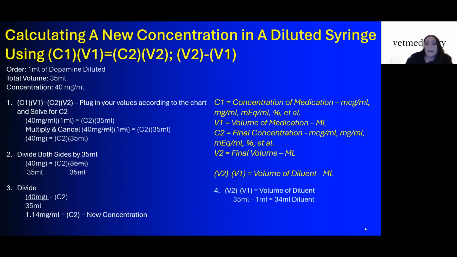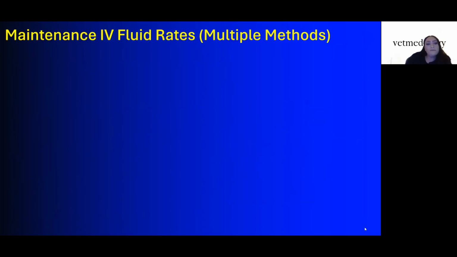So V2 minus V1 is going to give us the volume of diluent. So 35 mils minus 1 mil. We want to go ahead and take the final volume minus the volume of medication, and that's going to give us how much diluent is in that syringe.